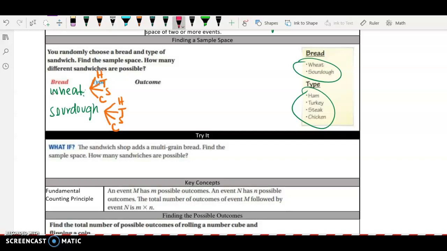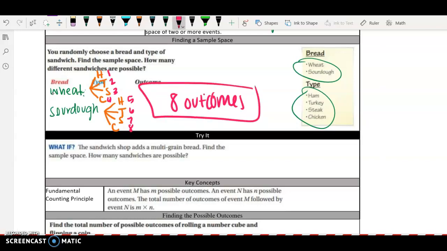And so the outcomes: I could have wheat and ham, wheat and turkey, wheat with steak, wheat with chicken, sourdough with ham, sourdough with turkey, sourdough with steak, or sourdough with chicken. So I have 1, 2, 3, 4, 5, 6, 7, 8 possible outcomes. And so that would be my answer.